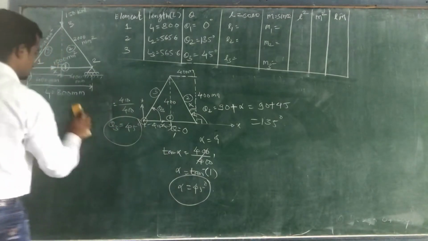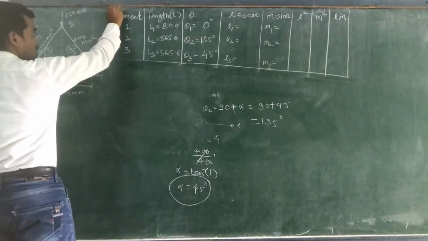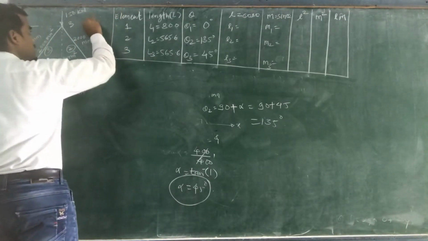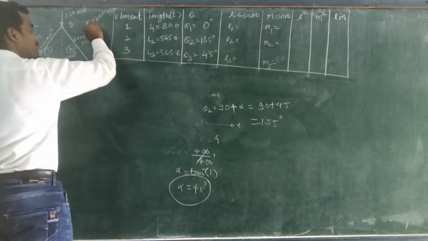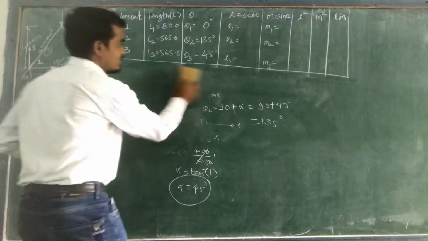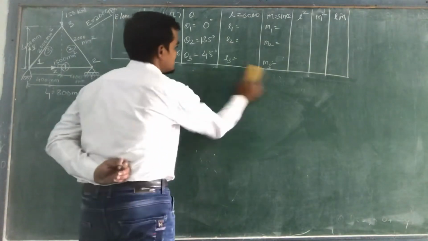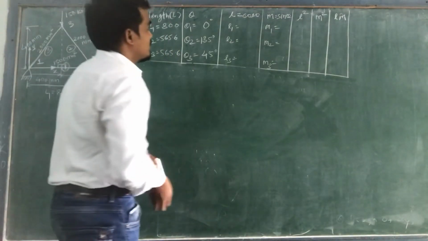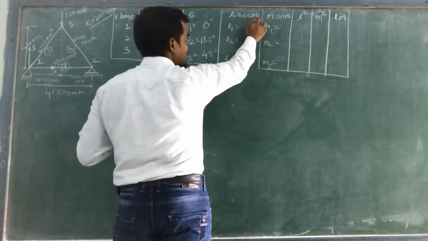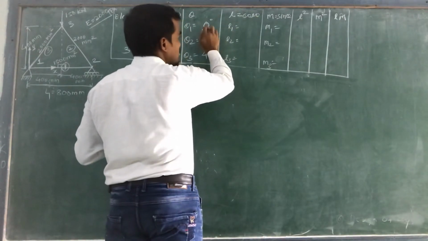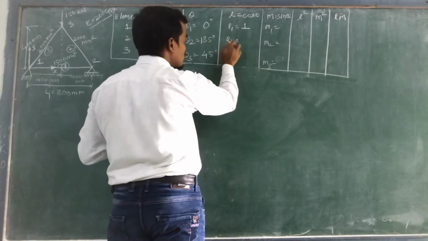Now, next is what? As we know, E is common, which is 200 gigapascal for each element; they have mentioned that the Young's modulus E is common. Next, find out l. l1 is nothing but cos theta. For the first element theta is equal to 0, so cos 0 is equal to 1. l2 is equal to cos 135.